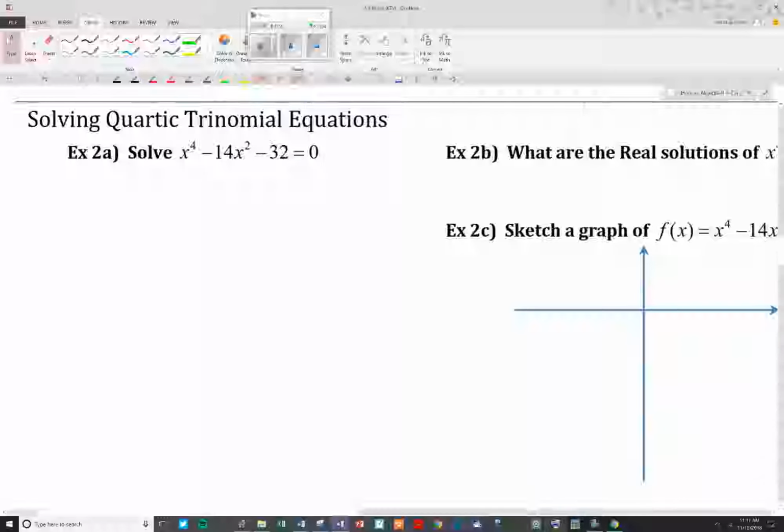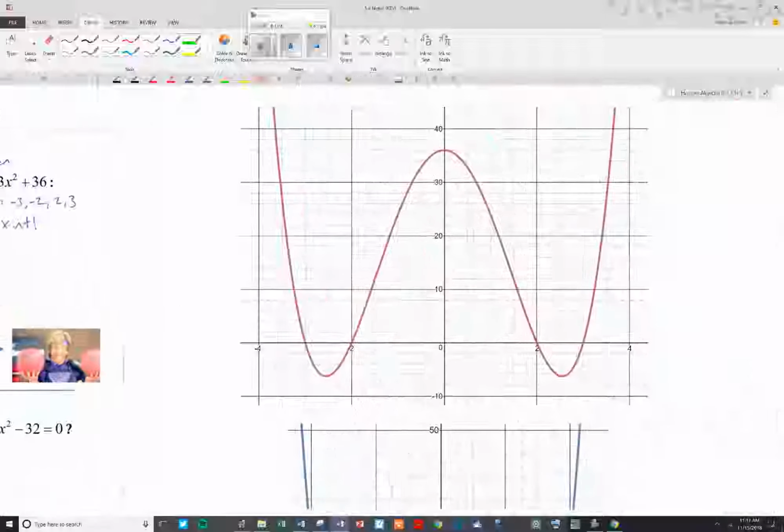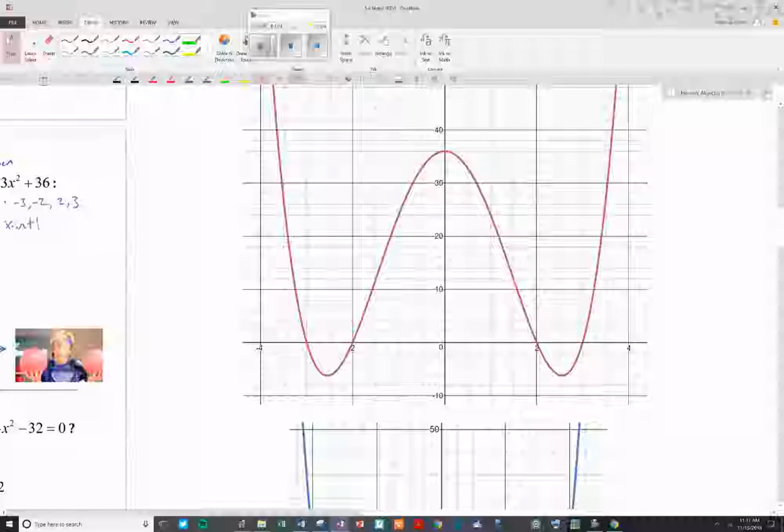Actually, before we get too far here, I did actually graph that thing, and so our sketch is pretty good. Obviously, I had to change the scale of the axes a little bit, but it's going through -3, -2, 2, and 3 here, and then there's its y-intercept of 36, and our end behavior matches as well.